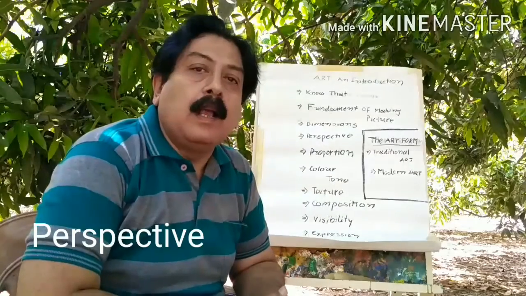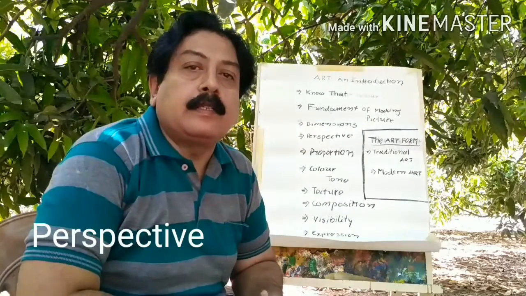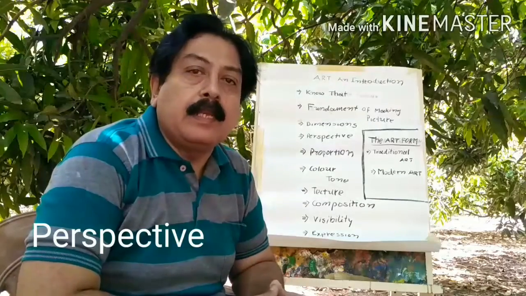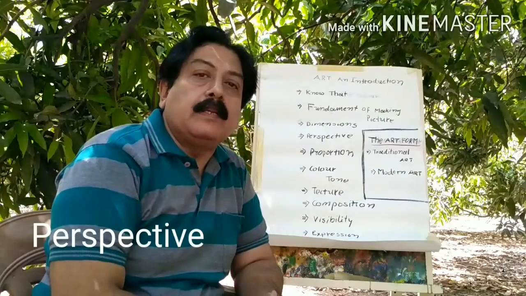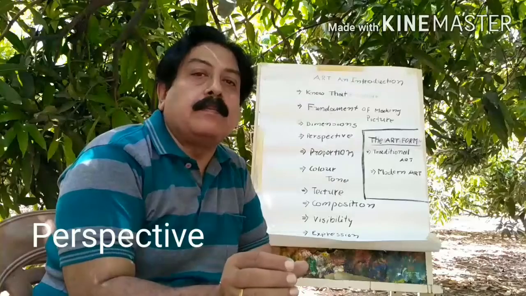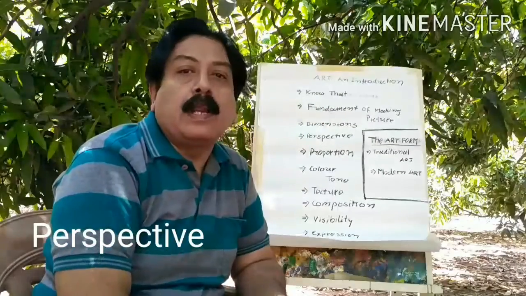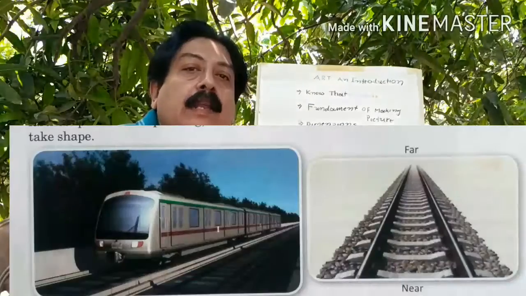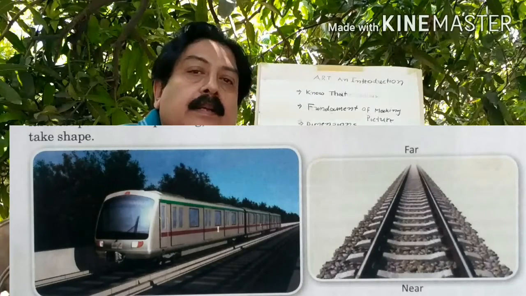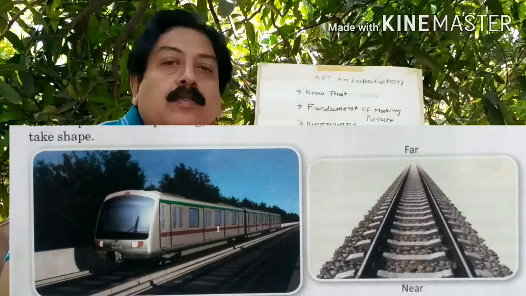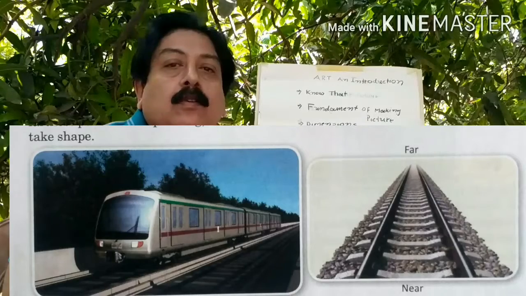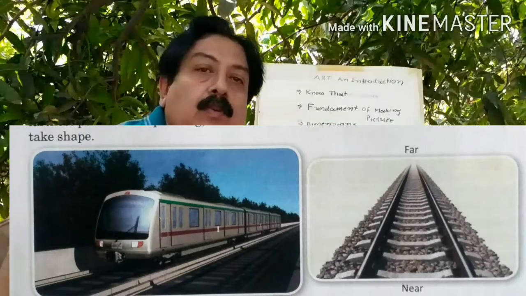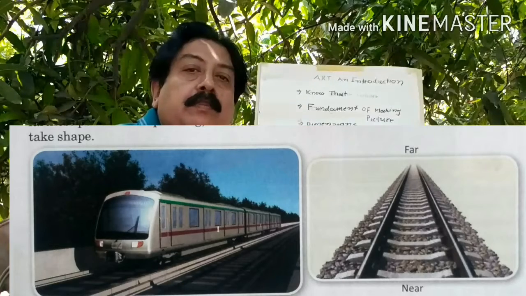Whatever things lying close to us look big. The same thing far from us looks small. The thing is the same, but it's far from us. For example, a railway track. See, when you are standing in the center of the railway track, close to you it looks broad, and the far part looks narrow, and it looks like somewhere it's touching. But when you go ahead, the distance will be the same only.